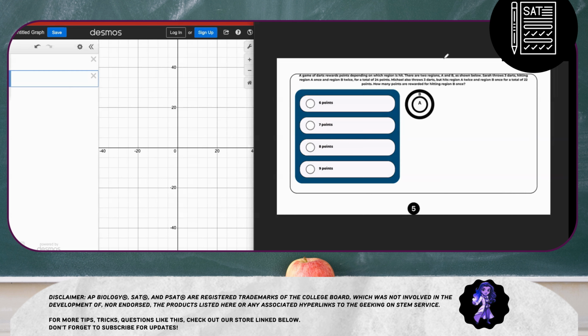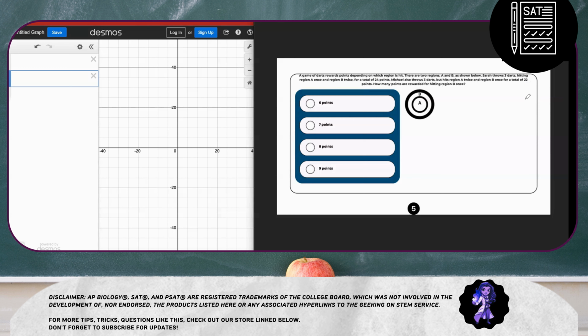So the first thing to note is they give you two regions, A and B, and they give you a picture of a dart here. That's important to note because that dart is there to throw you off, but you're not going to be thrown off by this dart. You're given two individuals, Sarah and Michael, and you're also told that they have two separate points. You have Sarah at 24 points and you have Michael at 22 points. It seems like Sarah is winning in the dart game.